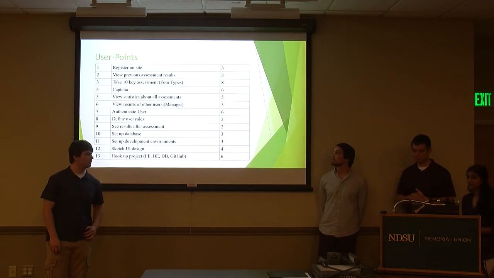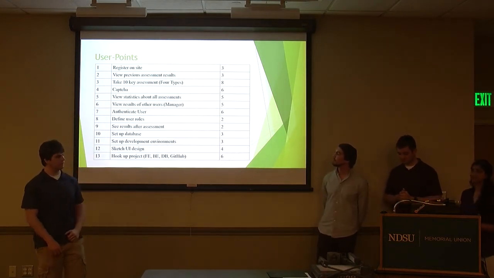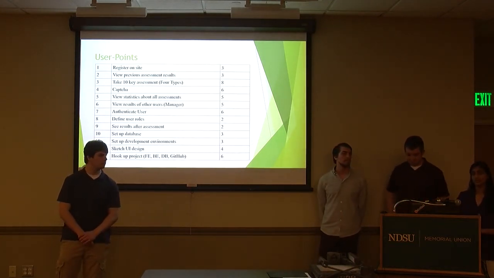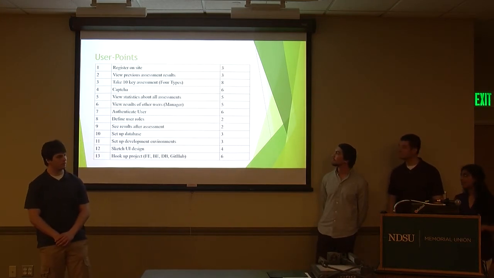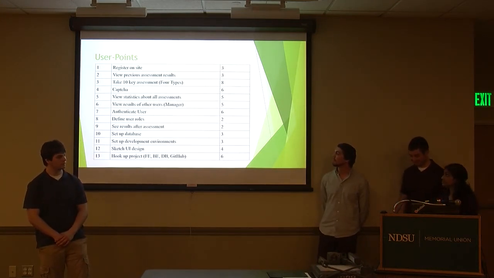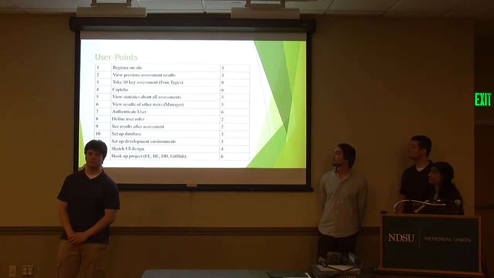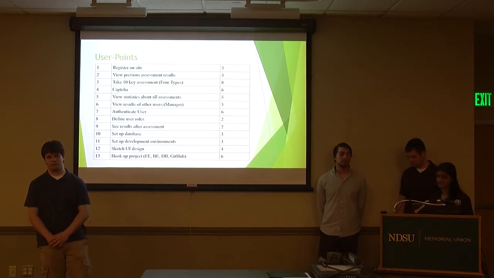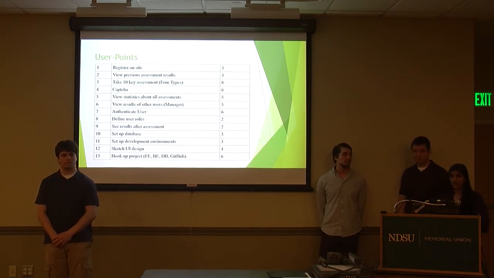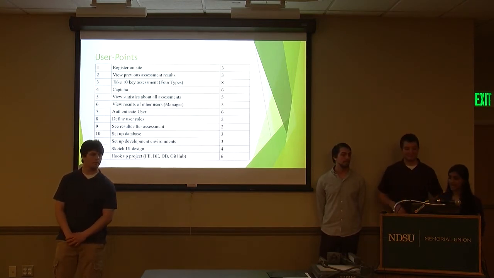These are some of the user points that we did accomplish. We had a total of 55 user points and we accomplished 46, so about 85% of that. These are the ones we for sure finished, like adding CAPTCHA, like I said, authenticating users, setting up a database, doing our UI design. So the things we did accomplish, we're quite proud of. I think we did a good job.